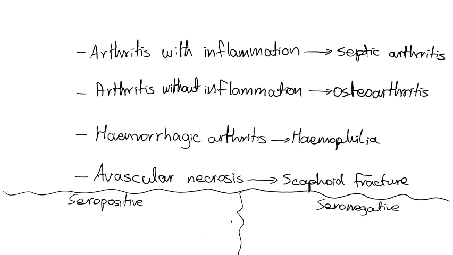So examples of seropositive arthritic conditions include rheumatoid arthritis, and rheumatoid arthritis can be seen in the blood due to the marker ACPA. SLE or systemic lupus erythematosus, and that can be sensed due to the ANA or anti-nuclear antibody marker. Vasculitis in general, so this is inflammation of blood vessels, and a condition called Sjogren's syndrome.